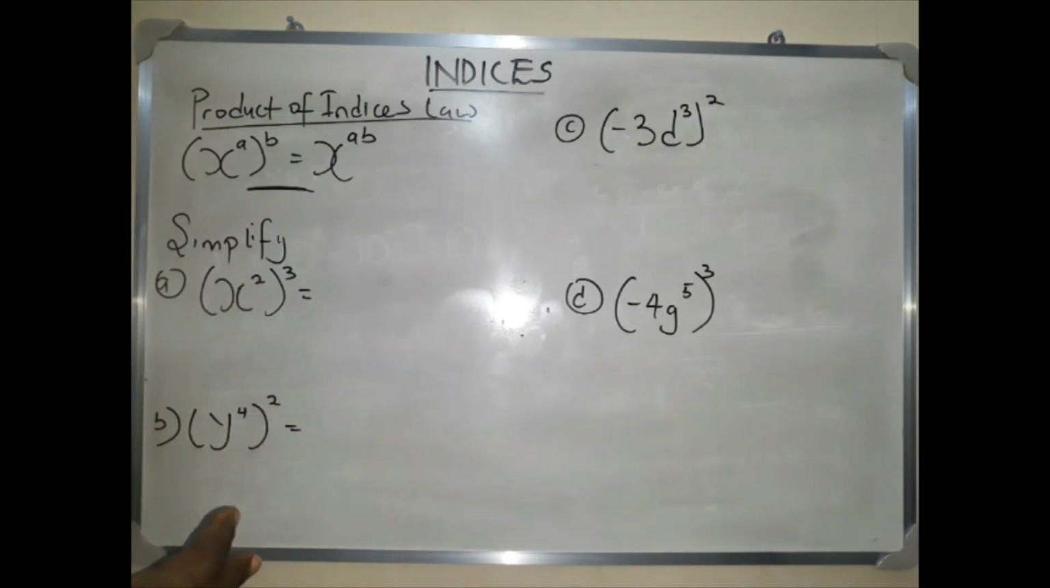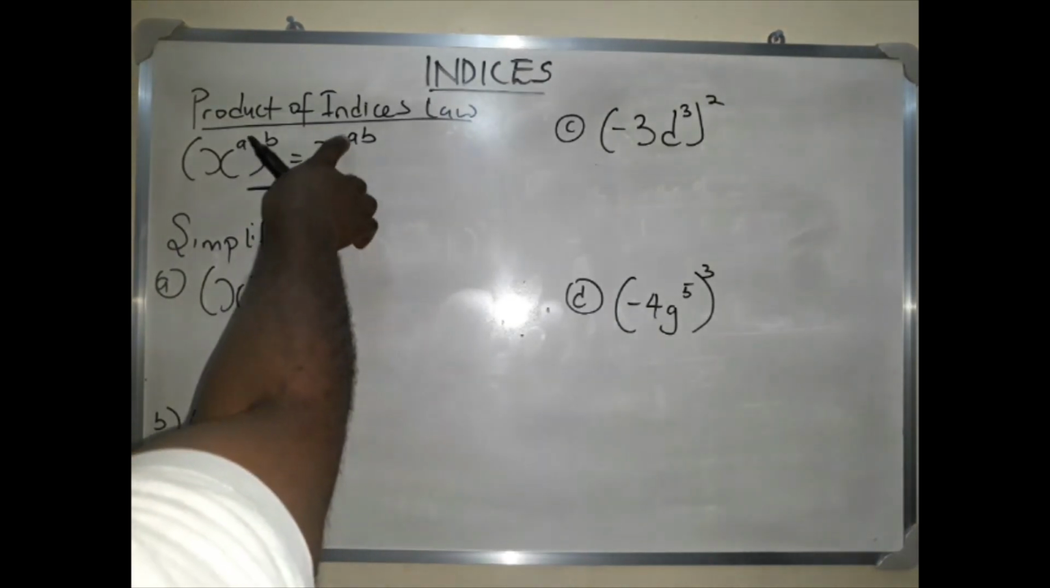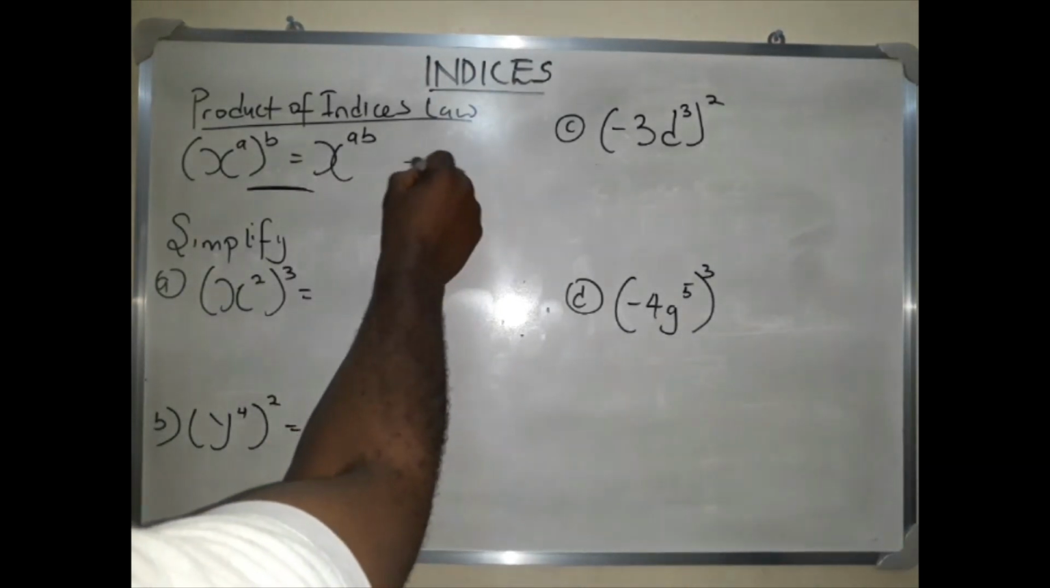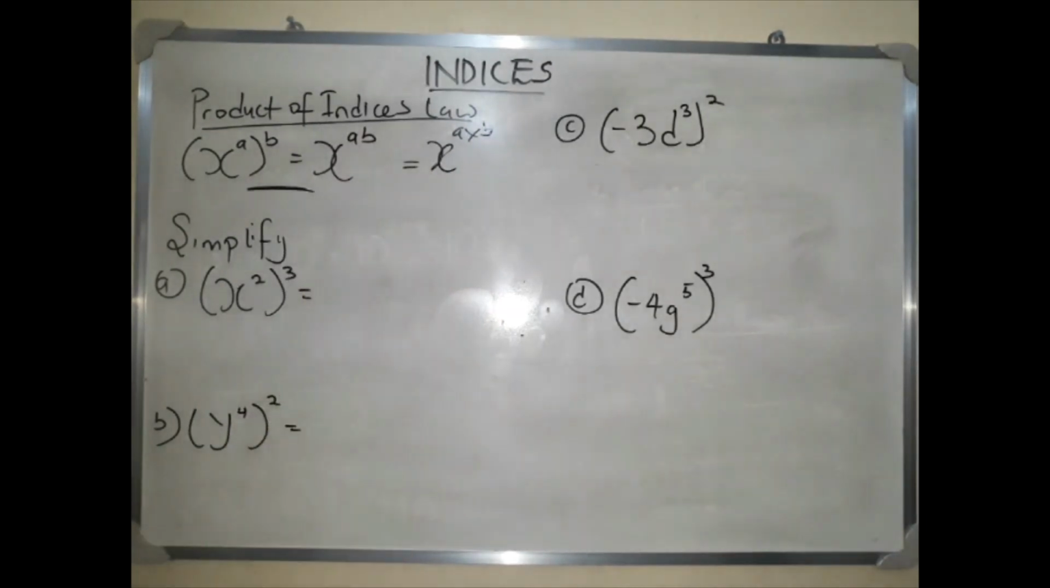So now the law says that for you to simplify such an expression, all you have to do is multiply the two powers together, which is what we did here. We now said x is raised to power a times b. You can say a times b, which will give us this. Okay? So x is raised to power a times b, and that is the law of product of indices.